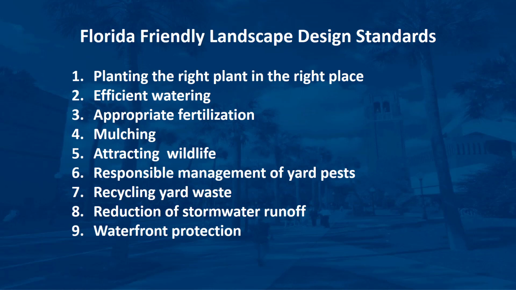Florida law defines the 9 principles of Florida-friendly landscaping to include: 1. Planting the right plant in the right place, 2. Efficient watering, 3. Appropriate fertilization, 4. Mulching, 5. Attracting wildlife, 6. Responsible management of yard pests, 7. Recycling yard waste, 8. Reduction of stormwater runoff, and 9. Waterfront protection. Additional components of Florida-friendly landscape include planning and design, soil analysis, the use of solid waste compost, practical use of turf, and proper maintenance.